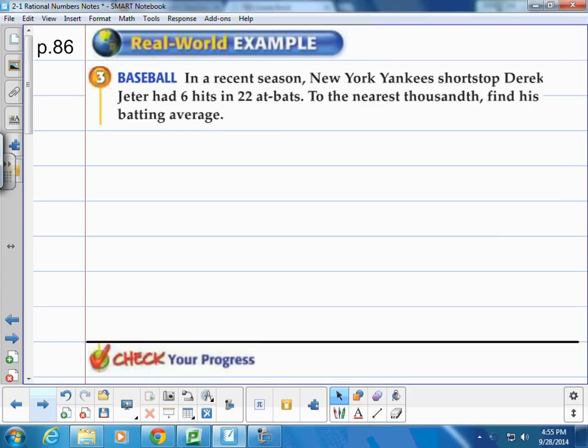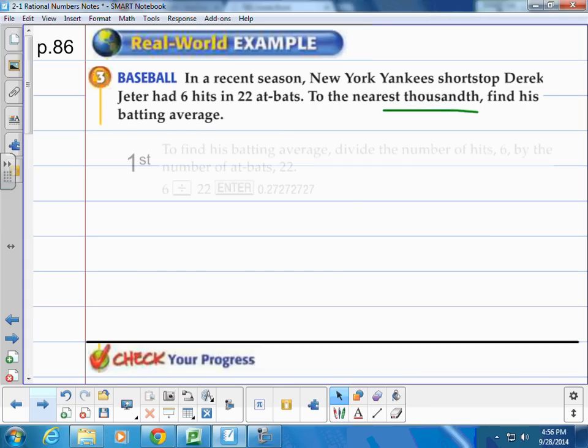All right, some things here when you're having real world situations. This is when you'll see decimals. The New York Yankees shortstop Derek Jeter had 6 hits in 22 bats. This is kind of like how many you get right out of how many you attempt, like on a quiz. And you're going to round to the nearest thousandth to find his batting average.